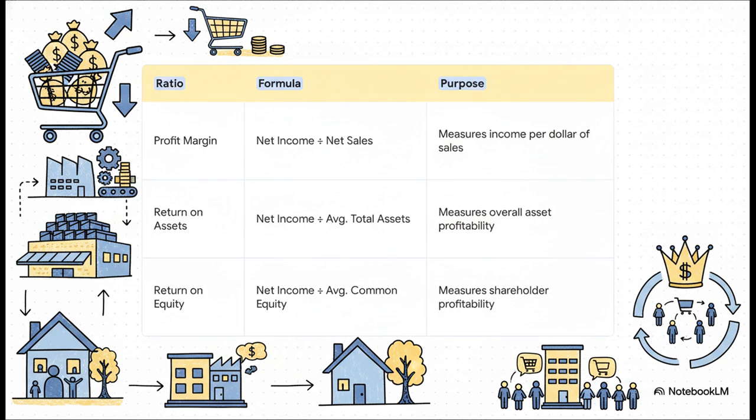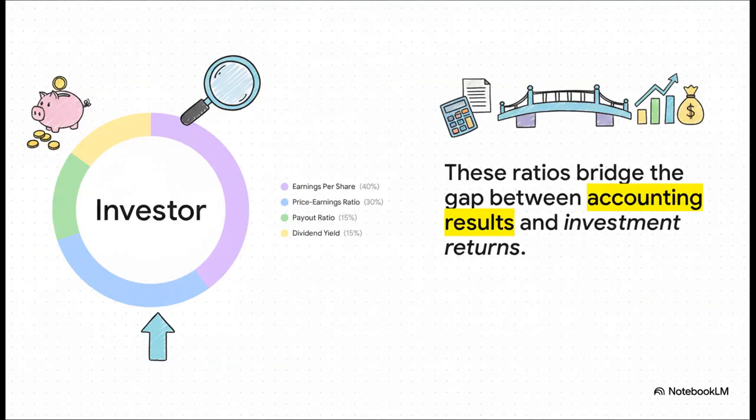Ultimately, though, many people look to ROE, return on equity, as the final report card because it shows the return being generated for the people who own the company. So if you're an investor looking at the stock market, you need to translate the company's overall performance into terms that matter to you. That's where these ratios come in.